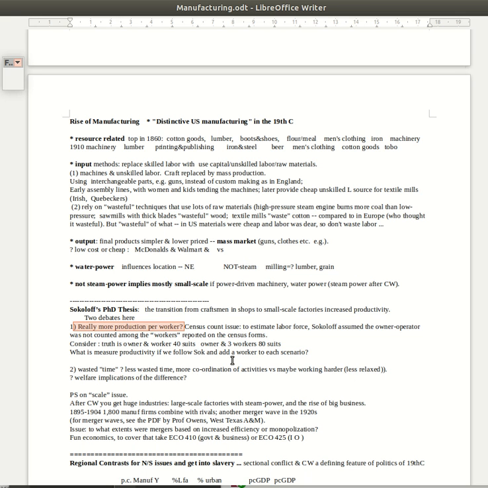The deal here is that when Sokoloff was estimating labor forces for the different sizes of establishments, he assumed that the owner-operator was not being counted among the workers reported on the census forms. So what he did was add 1 to all the numbers of workers reported on census forms. So let's look at what that implies.